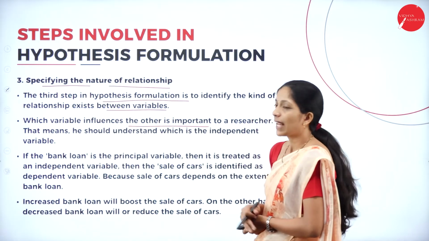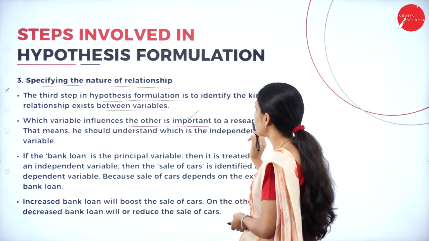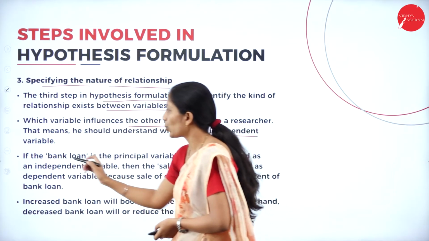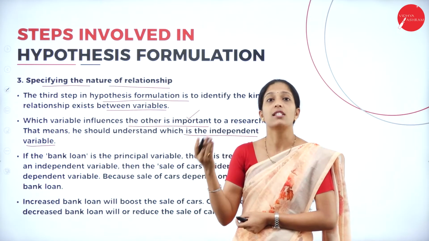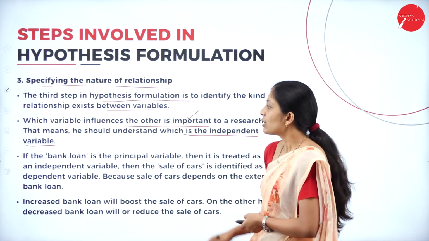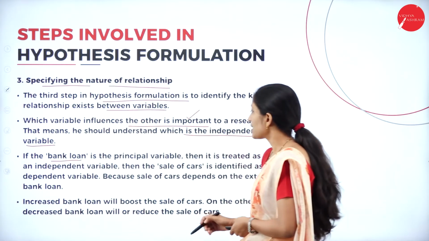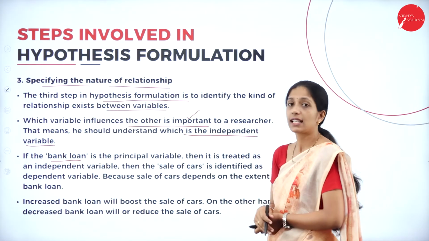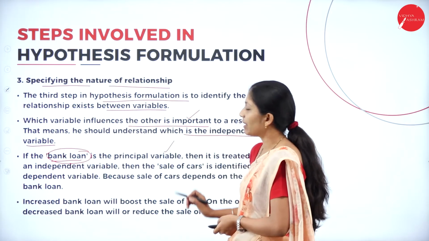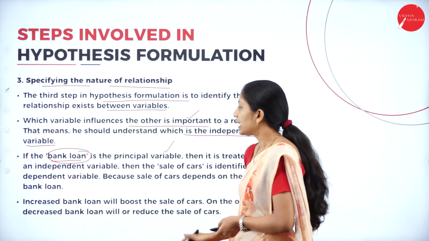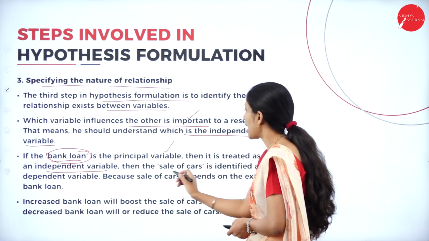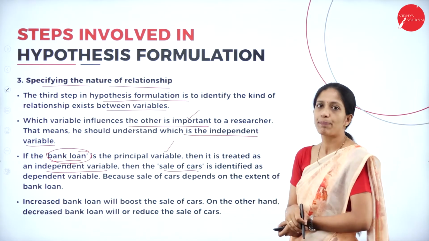Which variable influences the other is important to the researcher. That means he should understand which is the independent variable. The variable that influences the other variable more is known as the independent variable. If bank loan is taken as the principal variable, then it is treated as the independent variable because it influences the other variable. Then the sale of cars is identified as the dependent variable.